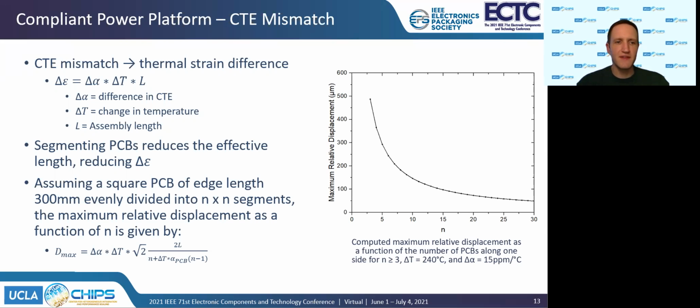If we evenly divide the PCB into n by n segments and assume each segment is placed as closely as possible to one another, which is dictated by the thermal expansion of each segment, the maximum relative displacement between the PCB segments and the silicon wafer is given by the equation here, which is plotted in the figure to the right as a function of n.